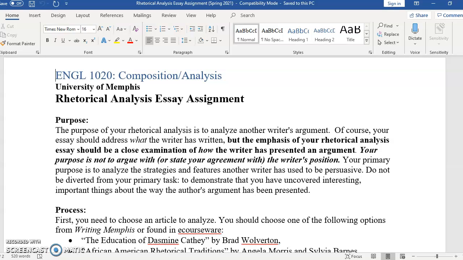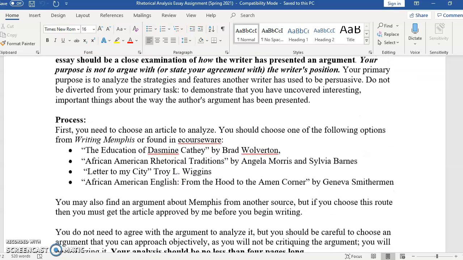Because the idea is that in this assignment, you are analyzing another writer's argument, and then you are going to mimic this when you write your own argument. Okay, the idea is that when you are doing your research, you are going to be able to read through multiple articles, books, whatever, and be able to analyze on your own. Okay? So do not be diverted from the primary task to demonstrate that you have uncovered interesting, important facts about the way the author's argument has been presented.